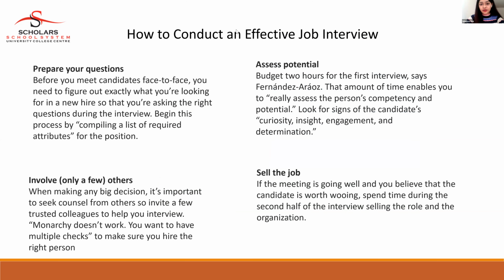So imagine yourself, if you want to be a human resource manager, or even if you're going to be an entrepreneur for your organization, how are you going to interview your employees? So you need to prepare your questions. This needs to be done before you meet your candidates, not on the spot during the interview date. So you need to compile a list of required attributes that you're looking for, and surrounding that, you need to base your questions.